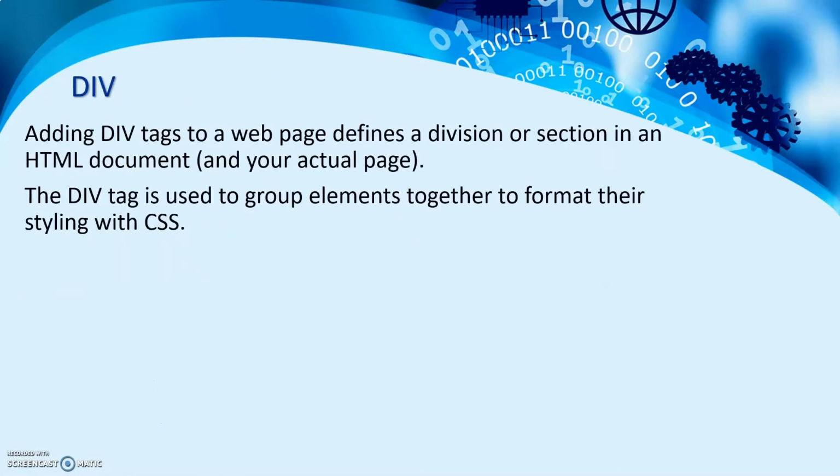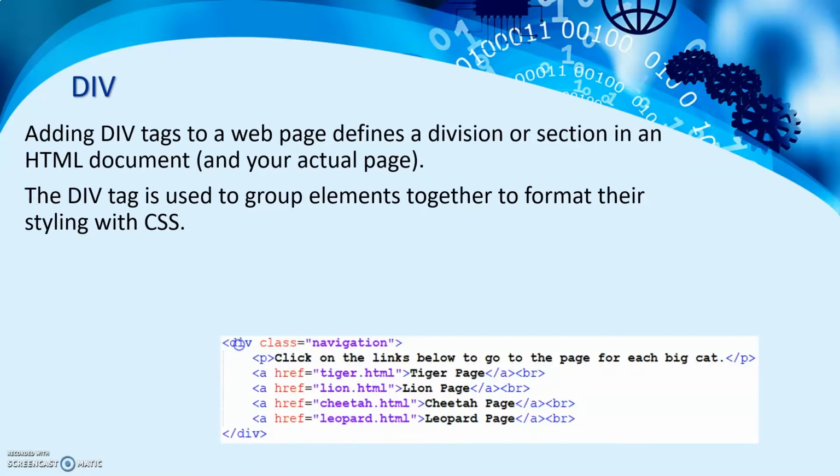So a div. What's a div? A division. So adding a div tag to a web page defines a division or a section in an HTML document and within your actual page. So the div tag is used to group elements together to format their styling with CSS.